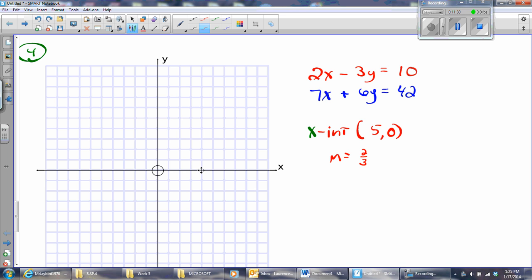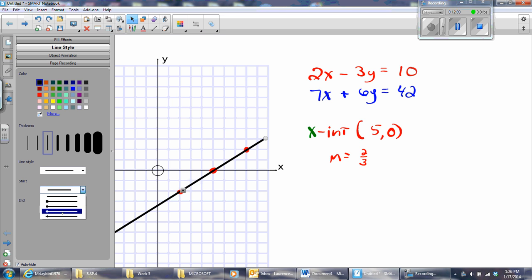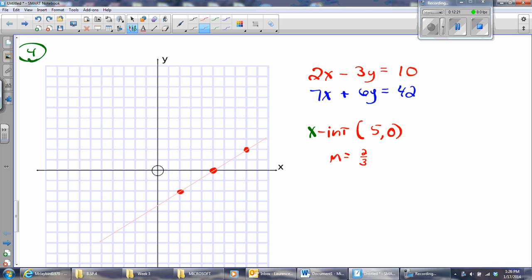1, 2, 3, 4, 5. And a slope of 2/3. 1, 2, 1, 2, 3. And so I am ready to draw. Since it's in red, we'll make it a pretty pink color. Okay, and now I'll do the blue one.